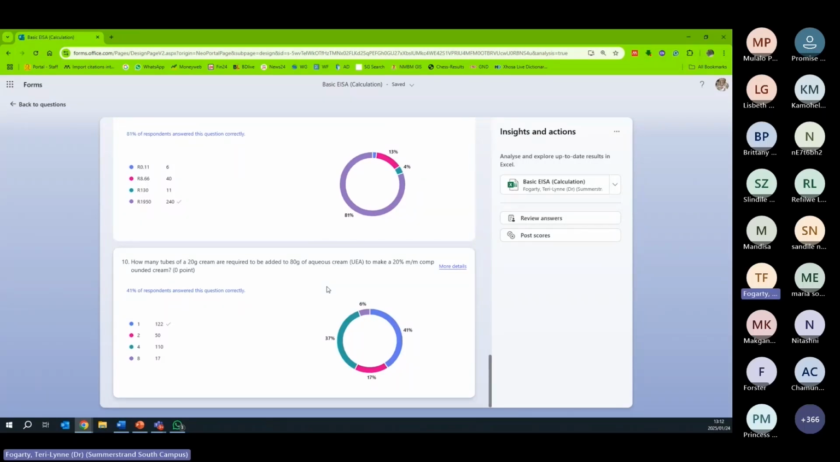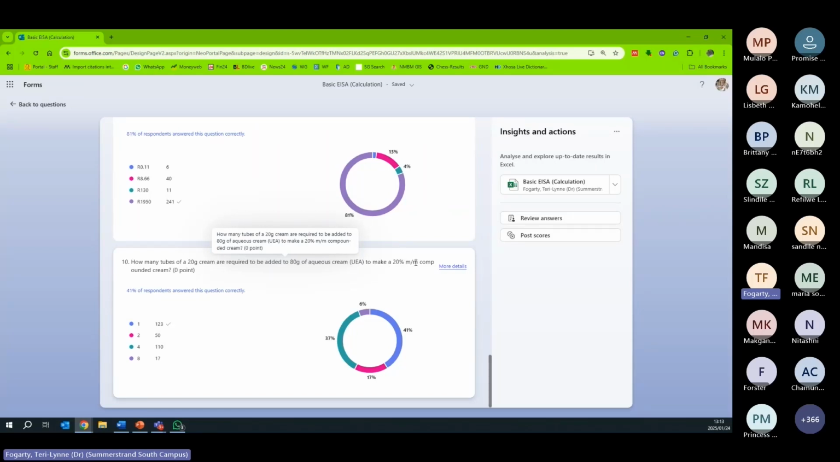And then the final question is, how many tubes of a 20-gram cream are required to be added to 80 grams of aqueous cream to make a 20% mass per mass compounded cream? Okay, so the 20 plus the 80 tells you that you're going to end up with 100 grams of cream. We're also working with a 20% mass per mass, and we know that that means 20 grams in 100 grams, right? 20 grams in 100 grams.